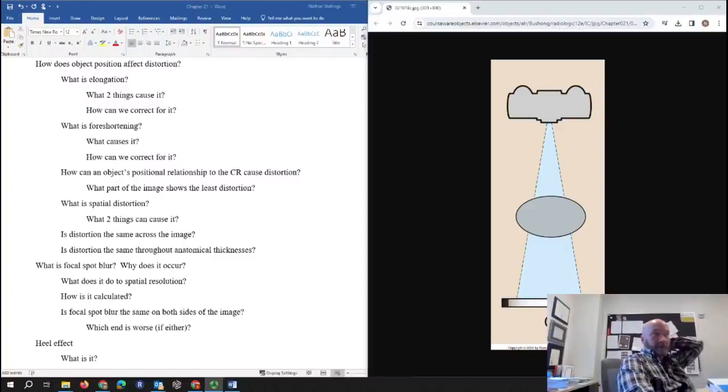So if an object is angled to the central ray or to the image receptor, let's go with image receptor first. If we have an anatomy that's angled to the image receptor, then what you're going to have is foreshortening, unequal magnification. So the side that's closest to the image receptor is going to show the least amount of distortion, size distortion anyway.